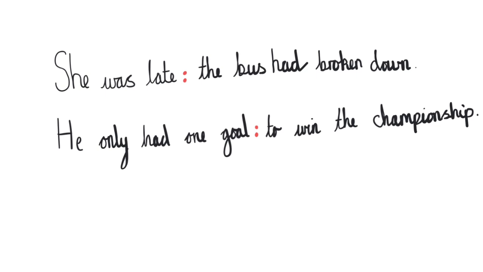Now if you look at these separately, he only had one goal. That is definitely a main clause or an independent clause. It makes sense on its own. To win the championship, however, that doesn't make sense on its own. So when we use colons, it is to explain something, and it doesn't necessarily have to be two main clauses like the first example that I told you.